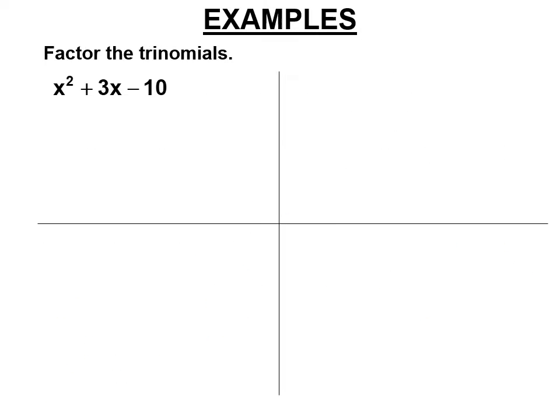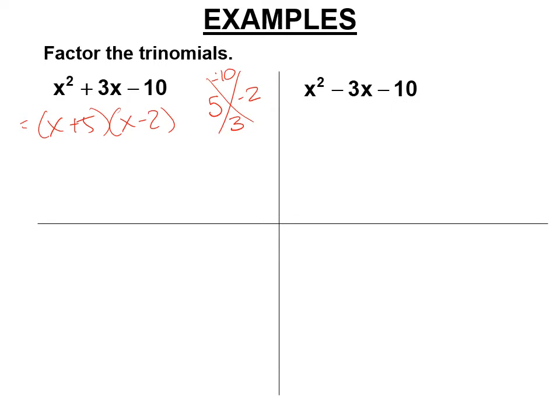All right, so let's try these. Multiply to make -10, add up to +3. So there's more of the positive. So +5, -2, yeah, x plus 5, x minus 2 will make that. Multiply to make -10, add up to -3. That means there's more of the negatives. So -5 and +2. So x minus 5, x plus 2.